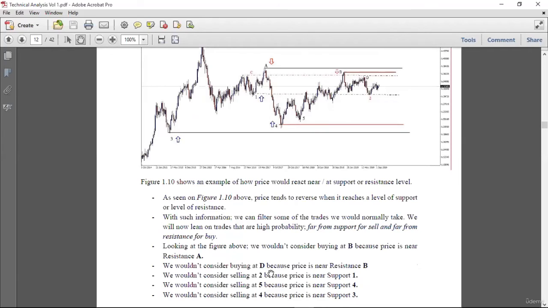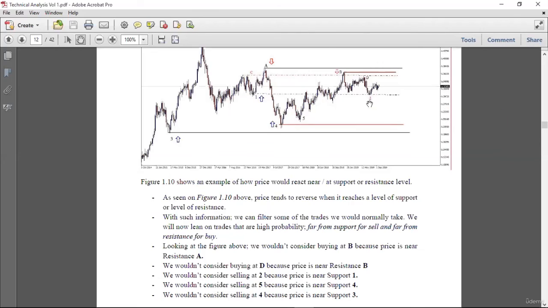We wouldn't consider buying at D because price is near resistance B. This is D. We wouldn't consider buying here because it's near resistance B. Same as this, when it approaches this, you won't be looking for sell trades here because we are still around the same range. We wouldn't consider selling at 2 because price is near support 1. This is 2 here. We can't consider selling here because this is close to this 1.